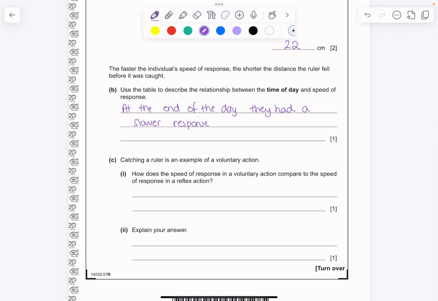Catching a ruler is an example of a voluntary action. So you have 2 different types of action. You've got voluntary and involuntary. Voluntary, remember, is like you take conscious thought, so you decide to do it. Whereas involuntary reflex action would be whenever your body does it automatically, like your heart beating, breathing. So how does the speed of response to voluntary action compare to the speed of response to reflex action? Remember, reflex, you've no conscious ability over it, it just happens.